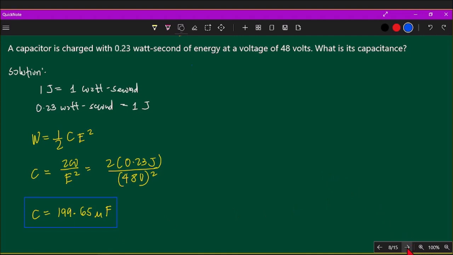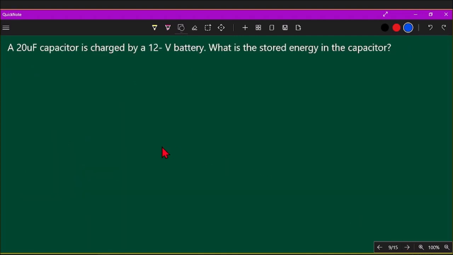Okay, another example. A 20 microfarad capacitor is charged by a 12 volt battery. What is the stored energy in the capacitor? Okay, so we have our solution. Our given, our capacitance is equal to 20 microfarad. We just have that one in farad, 20 times 10 to the power of negative 6 farad. Then our voltage is equal to 12 volts.